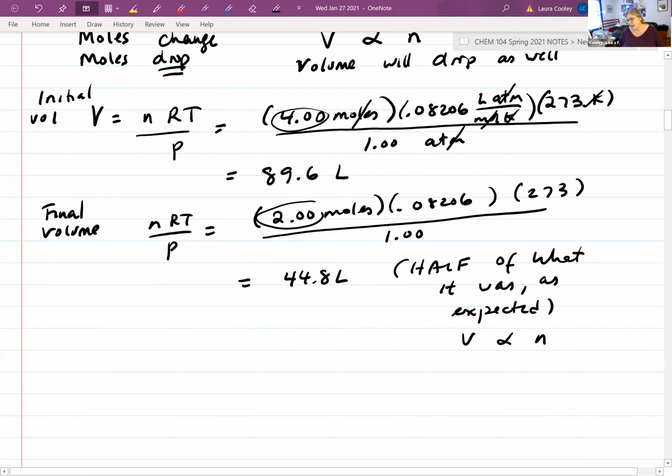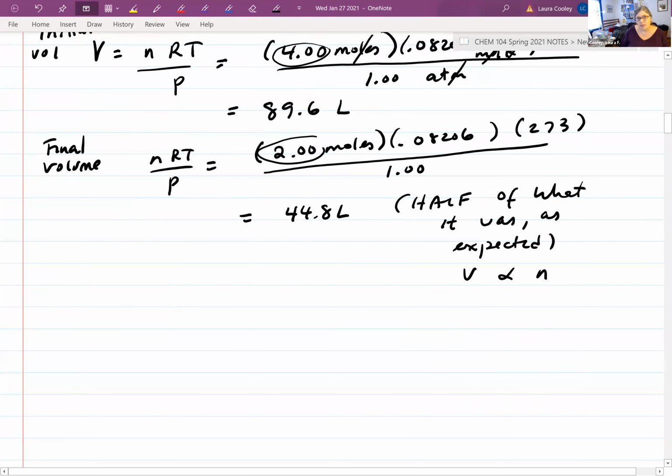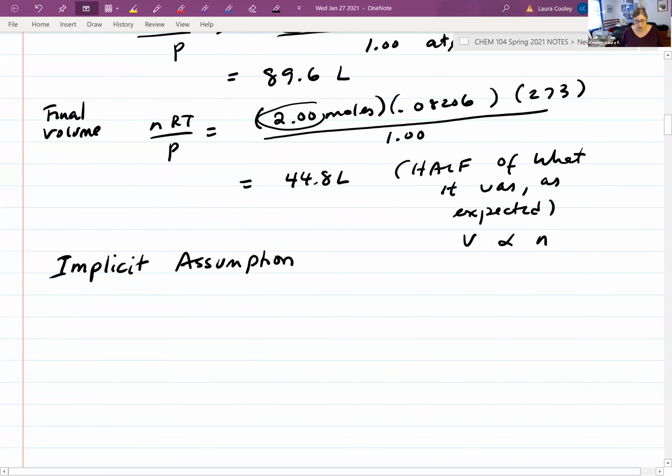All right. Now, it looks like a very straightforward problem. Moles change from 4 to 2, but I kind of pulled a fast one here. I actually assumed something about gases that I never justified. There was an implicit assumption, although it all made very logical sense, that the total moles of gas would determine the volume.